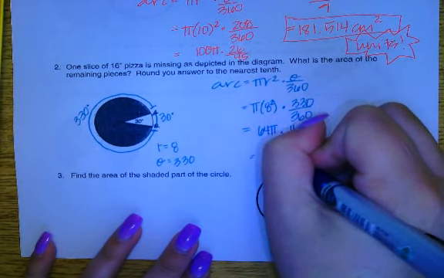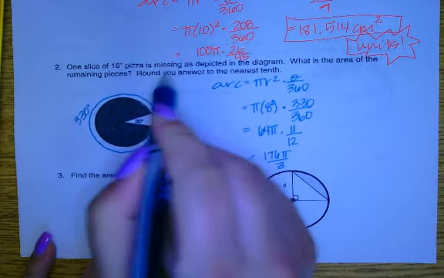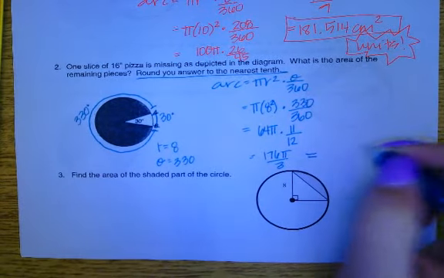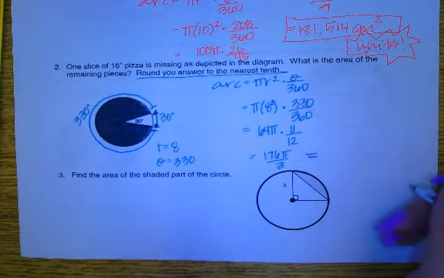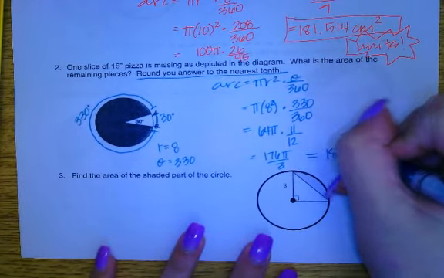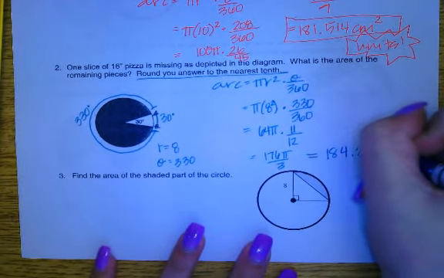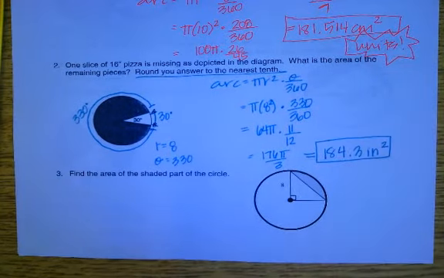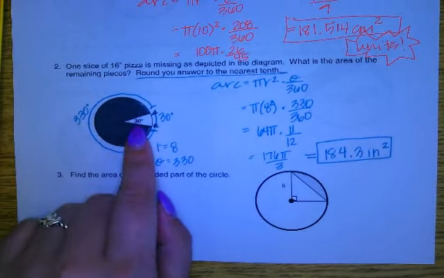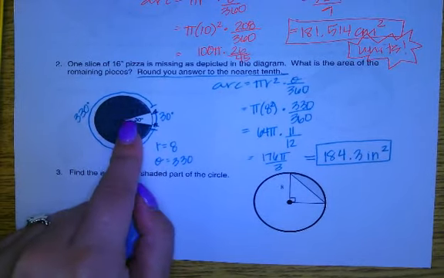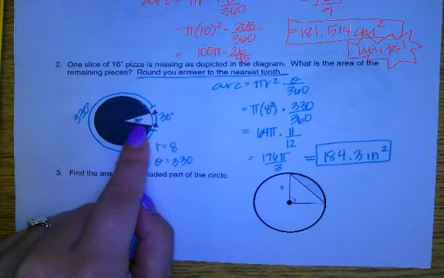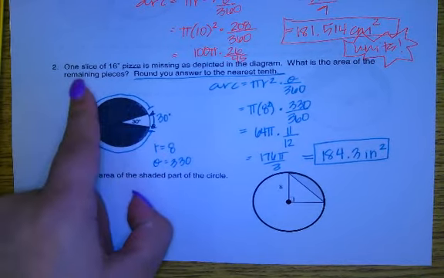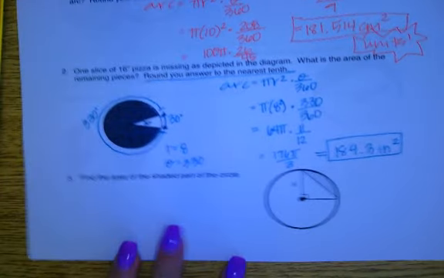176 pi over 3, and in this case it says round your answer to the nearest tenth, so when you actually multiply that out and get a decimal answer, what is your decimal answer? 184.3 inches squared, because you're in area. Okay, so again, you have to make sure that you're using the appropriate central angle. If you use 30, that would give you the area of just the piece of pizza that they ate. Okay, they wanted to know the remaining pieces. Any questions on number 2?